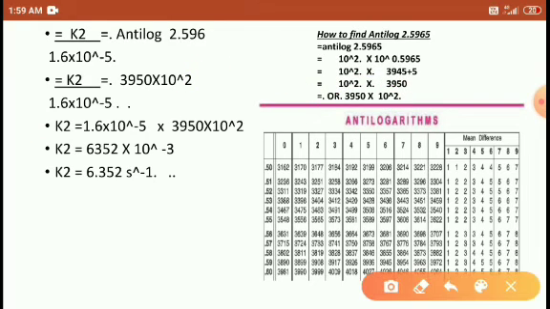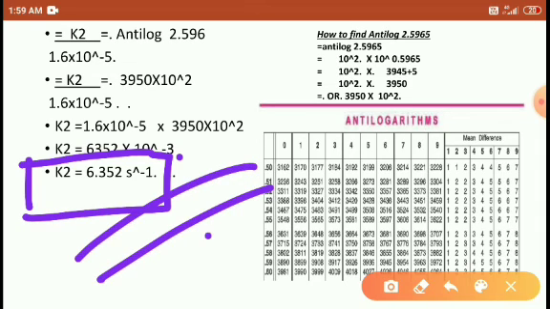Okay, then you cross multiply both values, and after that we got the answer 6352 × 10^-3, or 6.352, right students? This is the answer, students.